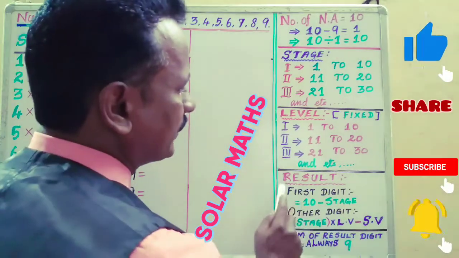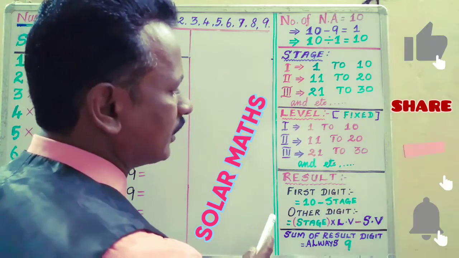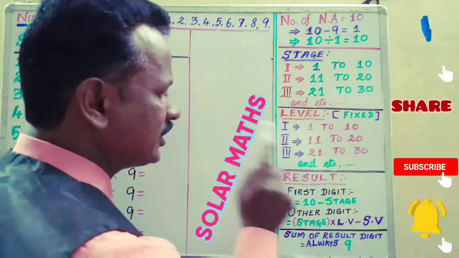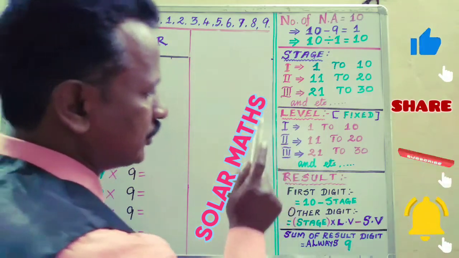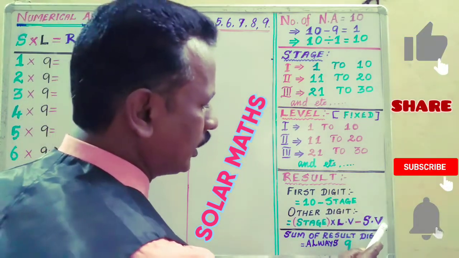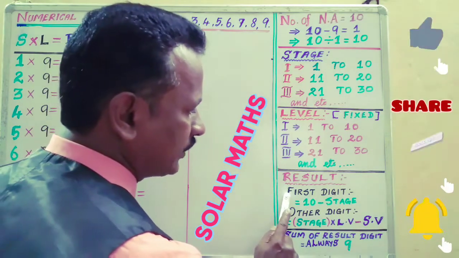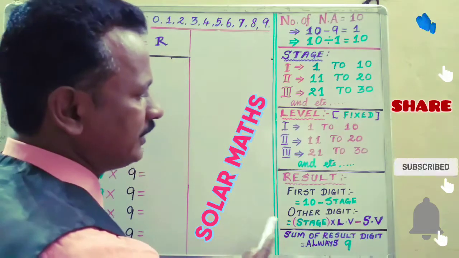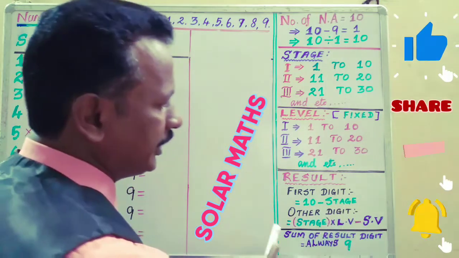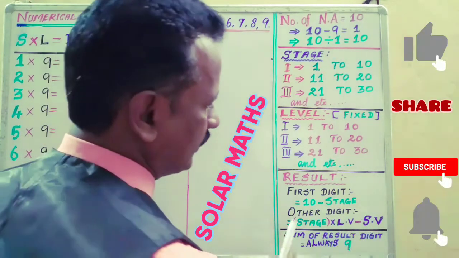The first digit of the result is 10 minus stage, and the other digit of the result is stage into level value minus stage value. Once again, we find the first digit value is 10 minus stage and the other digit value is stage into level value minus stage value.